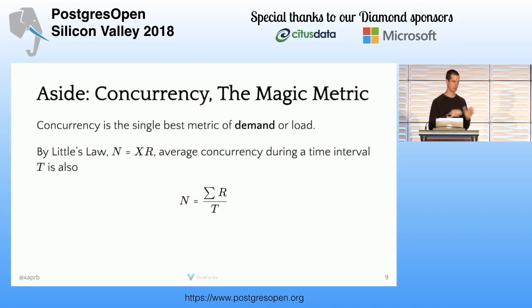You don't need to know anything about this math, but it's there for those who want to follow that trail through to where it goes. Little's law relates all three of these together: concurrency, throughput, and latency. And concurrency is the unitless, dimensionless metric of how much work a system is performing over time.